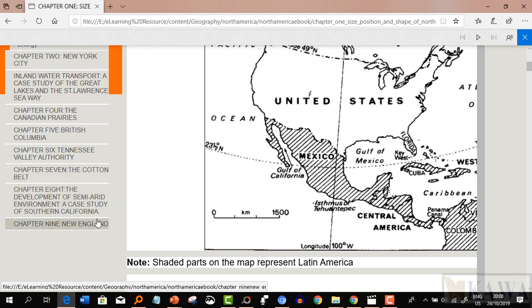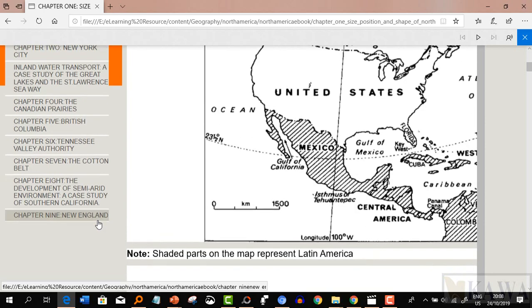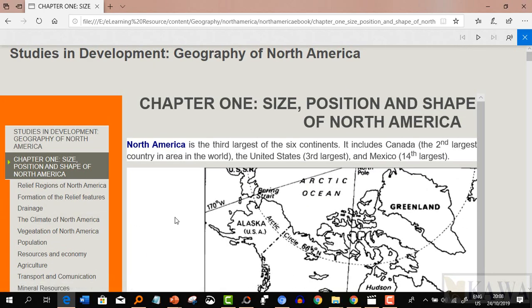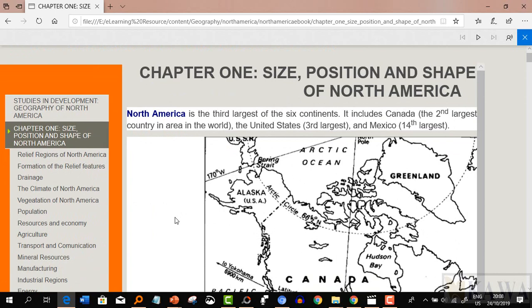So coming back to the topic, we need to look at North America as the third largest continent, and it includes Canada, which is the second largest country in the world, next to the Soviet Union, former Soviet Union, and United States is of course the third largest, and of course Mexico, which is the fourth largest in the world. So this is North America.